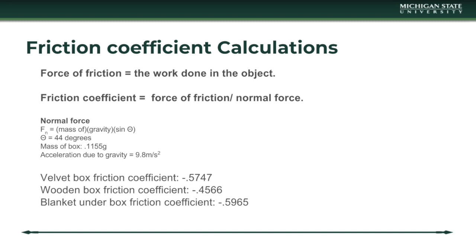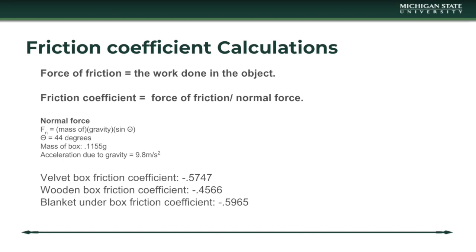The force of friction is equal to the work done on an object. The frictional coefficients are equal to the force of friction divided by the normal force. The velvet box friction coefficient was negative 0.5747. The wood box was negative 0.566, and the blanket was negative 0.5965, which concludes that our hypothesis was correct.